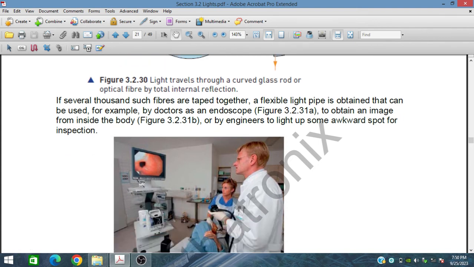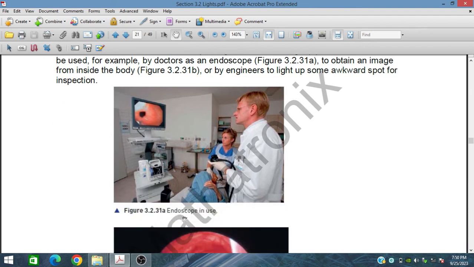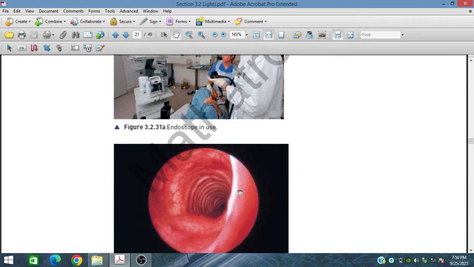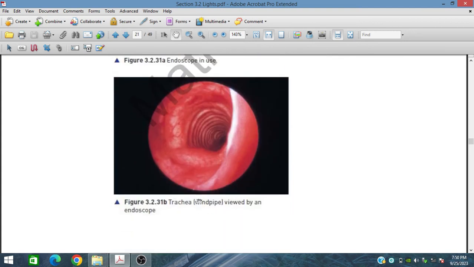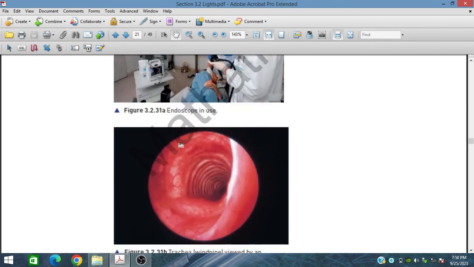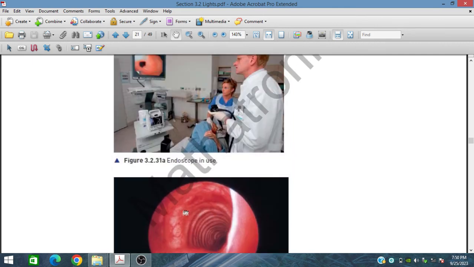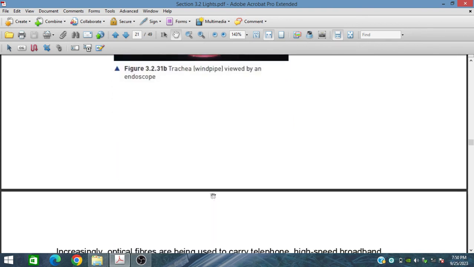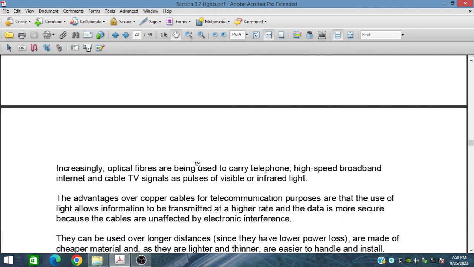endoscopy, and with endoscopy we can see the internal organs of the body. So this is endoscopy in use, and here the trachea, the windpipe, is viewed by an endoscope. With endoscopy the trachea can be observed, and this is all because of total internal reflection.